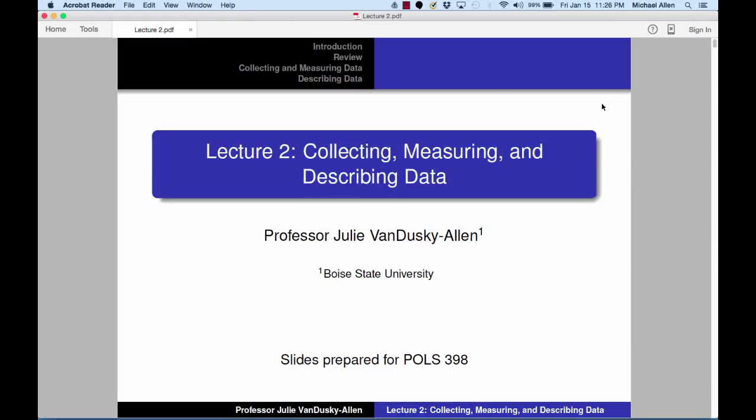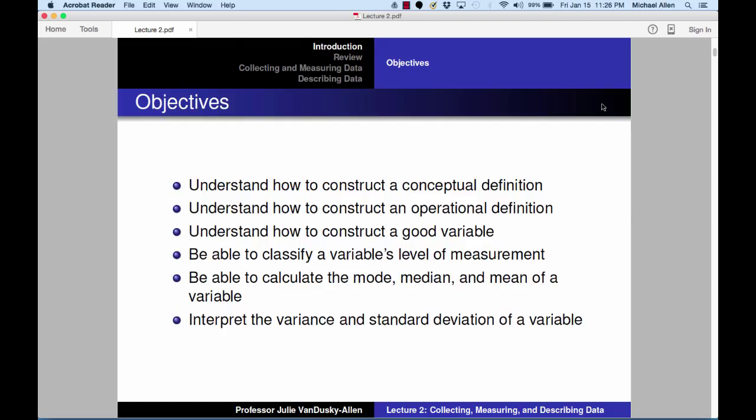This is Lecture 2, Collecting, Measuring, and Describing Data. By the end of this lecture, you should be able to understand how to construct a conceptual definition, understand how to construct an operational definition, understand how to construct a good variable, be able to classify a variable's level of measurement, be able to calculate the mode, median, and mean of a variable, and interpret the variance and standard deviation of a variable.